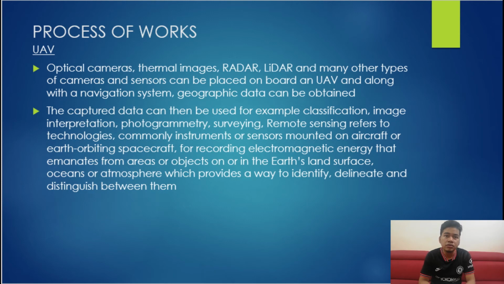Remote sensing refers to technologies, commonly instruments or sensors mounted on aircraft or Earth-orbiting spacecraft, for recording electromagnetic energy that emanates from areas or objects on or in the Earth's land surface, ocean, or atmosphere, which provide a way to identify, delineate, and distinguish between them. The data are geospatial in nature, meaning that the observed area and objects are referenced according to their geographic location in a geographic coordinate system.